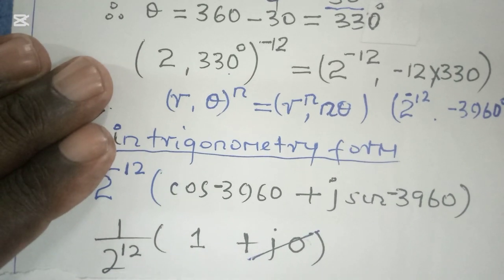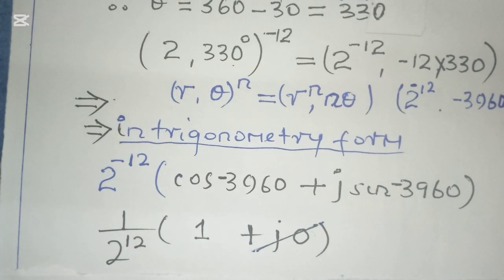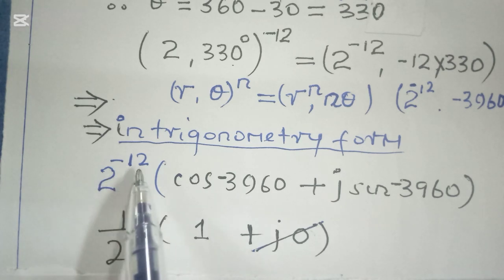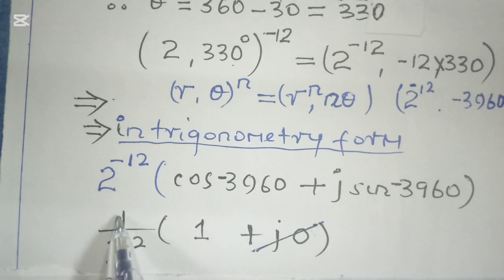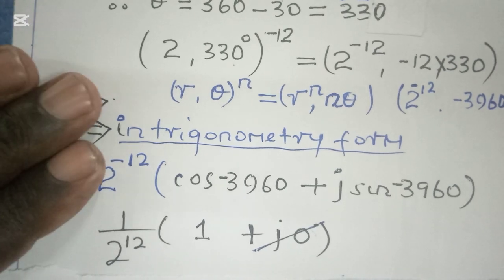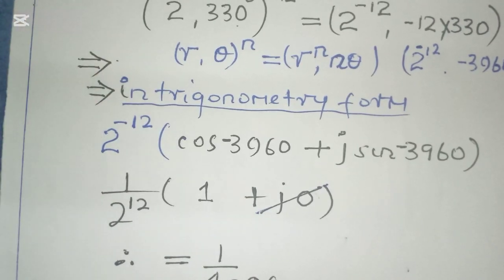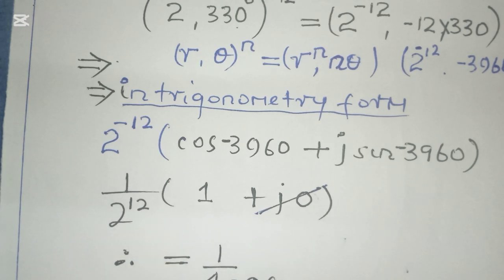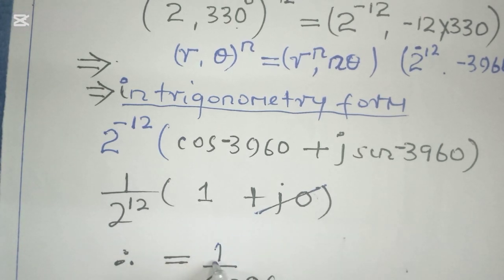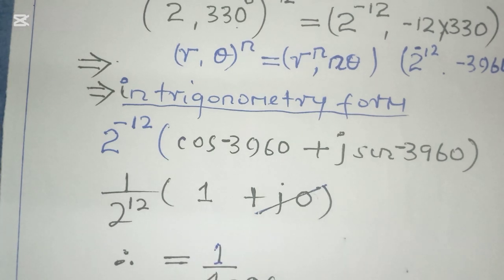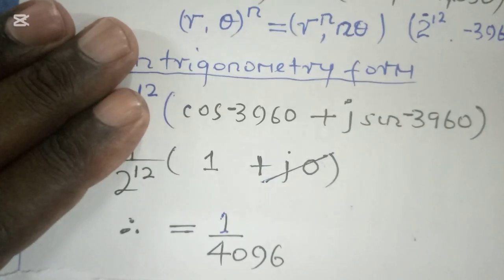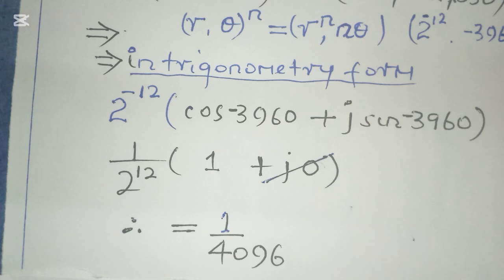So we are left with this value 2 raised to negative 12, which is the same as 1 all over 2 raised to 12. 2 raised to 12, we shall get 4096, and so therefore the solution will be 1 all over 4096. So guys, this is our principal value.